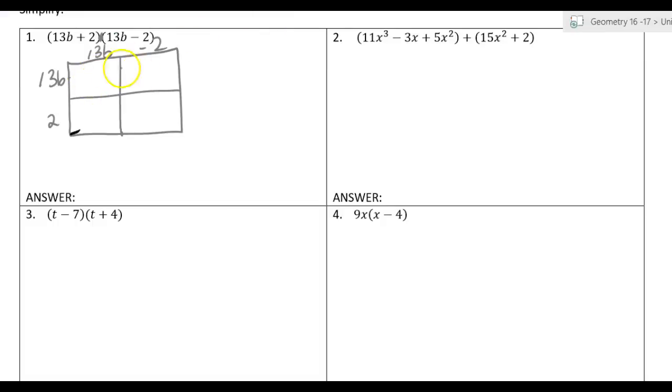Okay? So now, to get the values inside the box, I'm going to multiply these numbers. 13b times 13b is 169b squared. 13b times negative 2 is negative 26b. 13b times 2 is positive 26b. And 2 times negative 2 is negative 4.